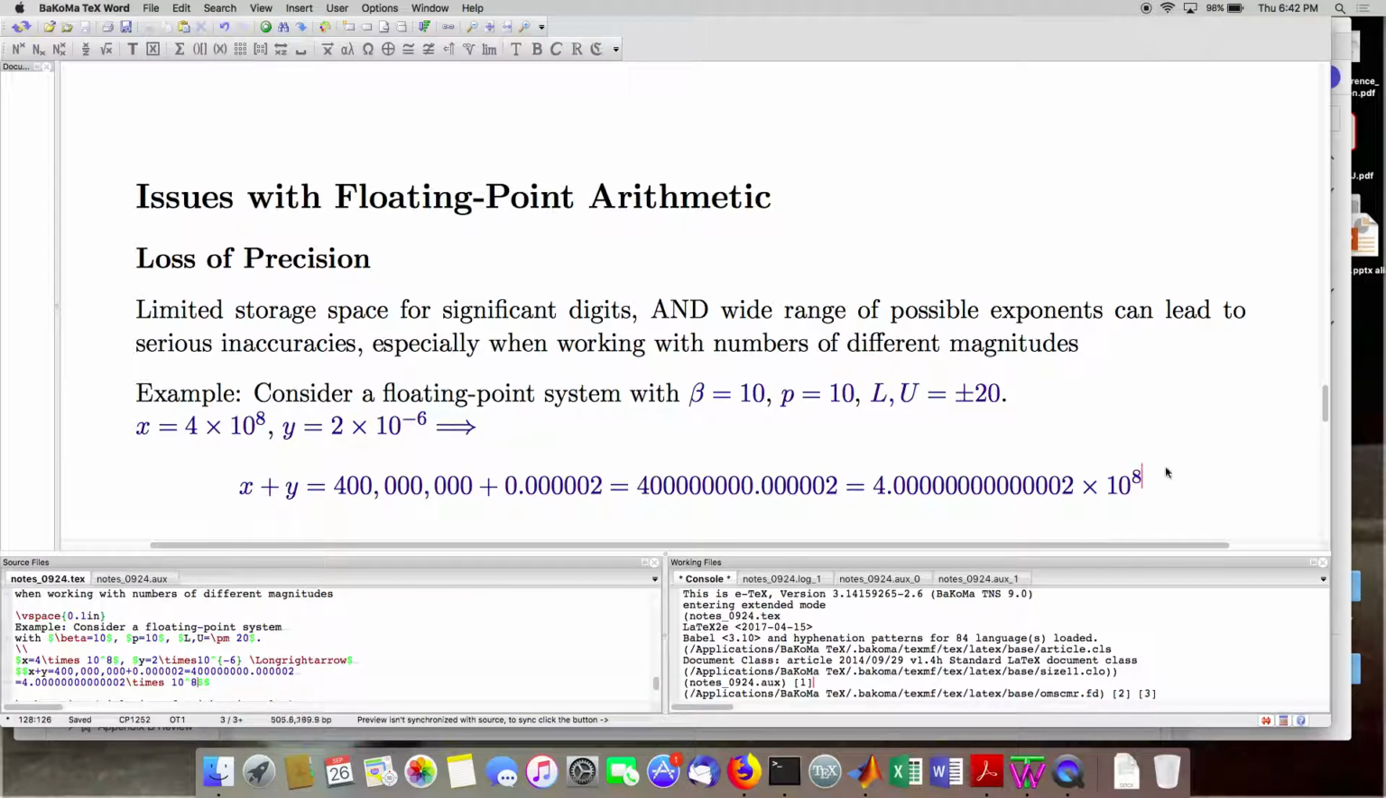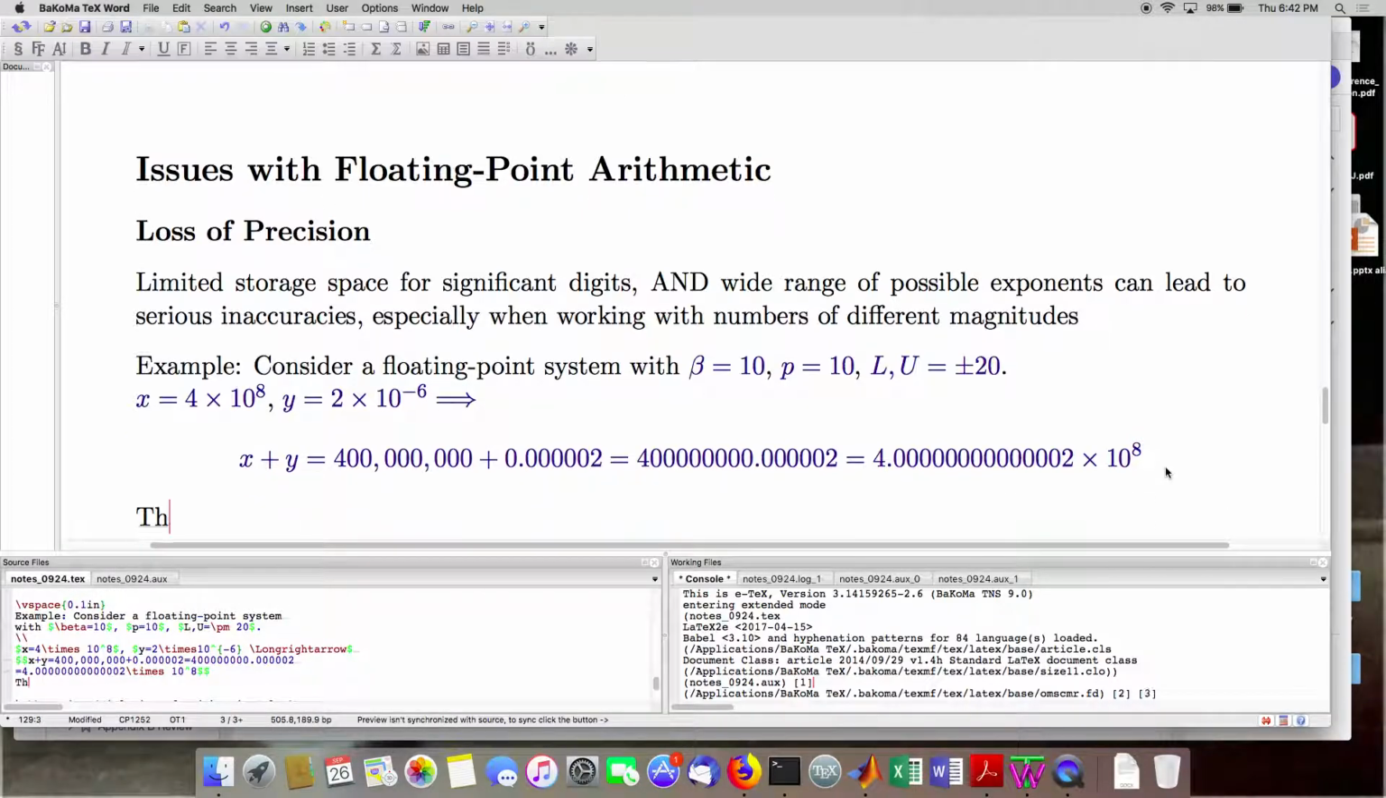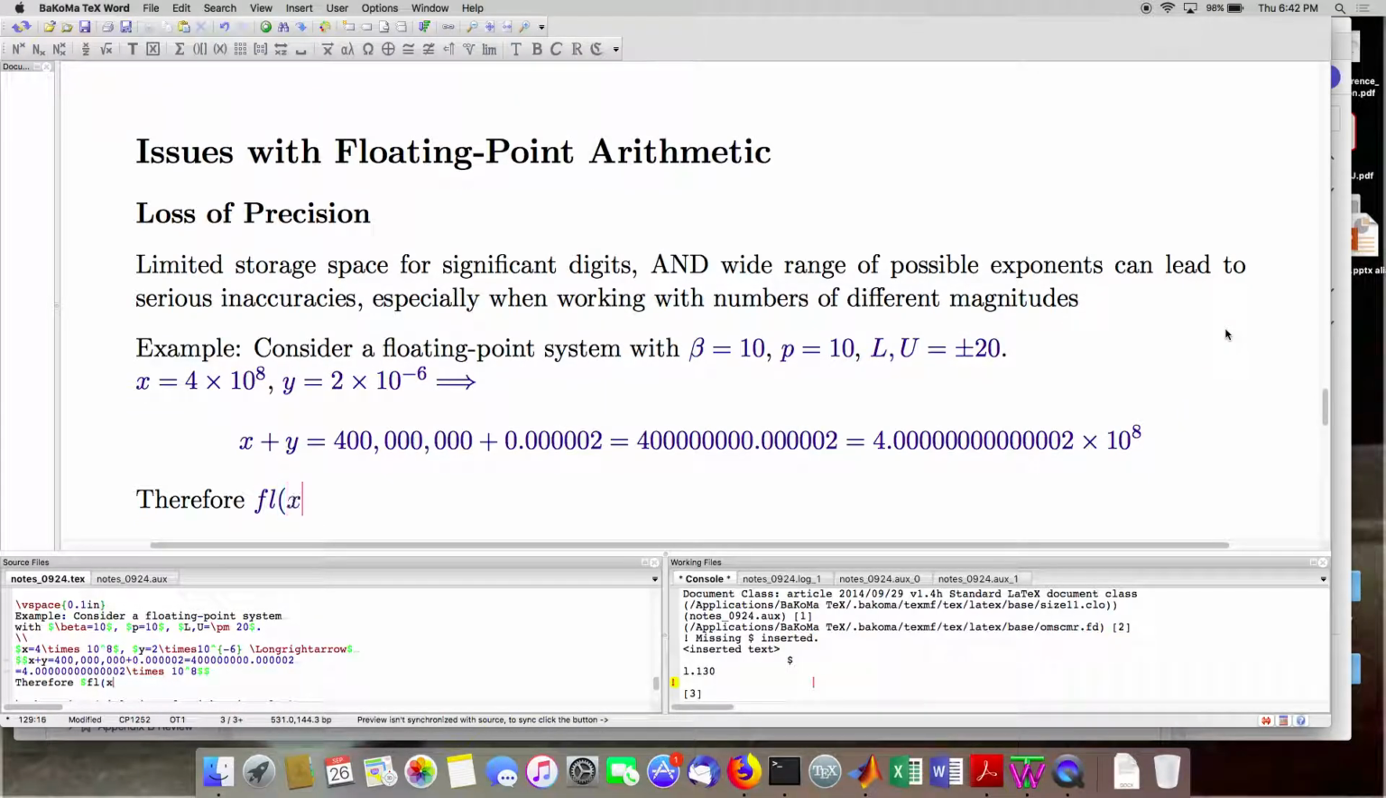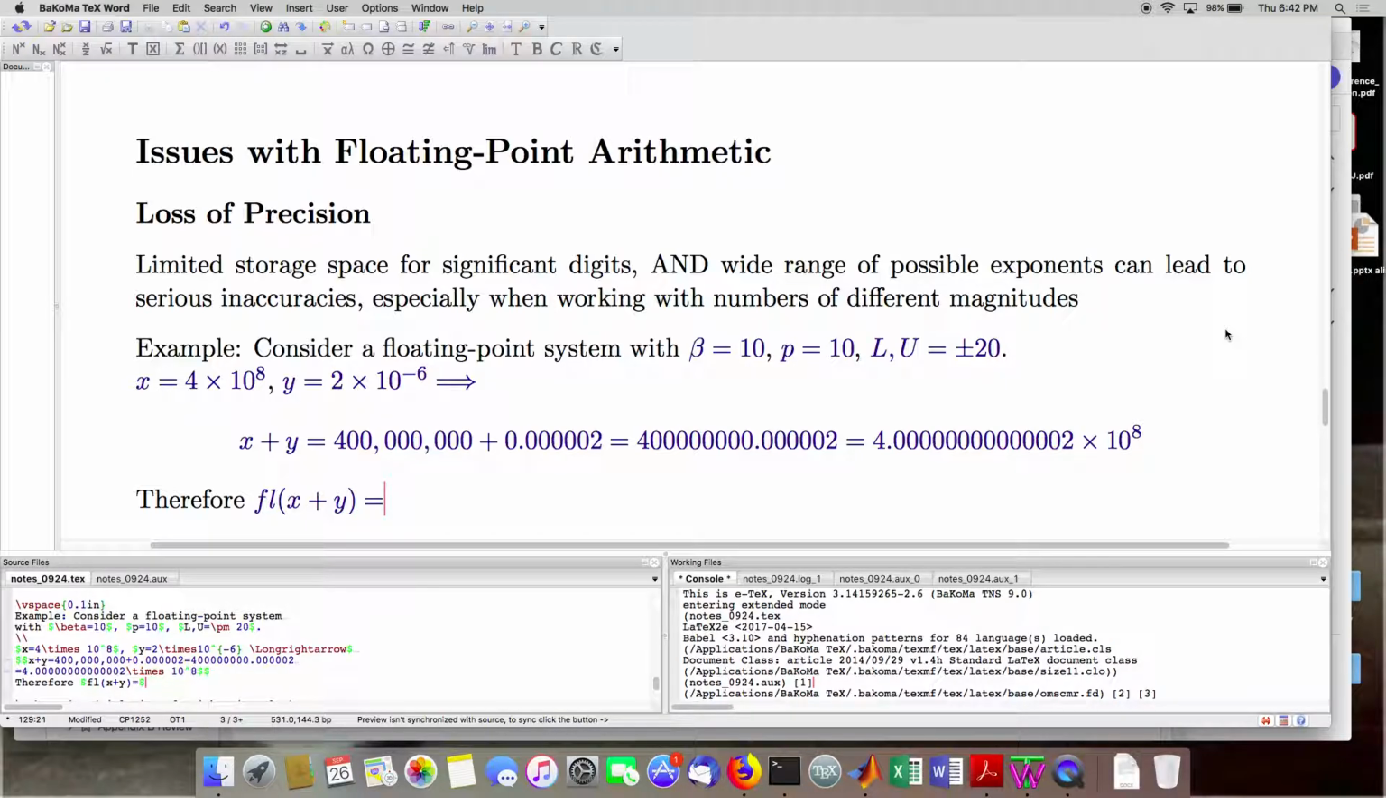So if I were to look at the floating point representation of x plus y, in other words, I'm taking this number and stuffing it into the constrained floating point number system where this is all I have, this many digits, this many possible exponents. What would the actual number be once it's put in the floating point number system?